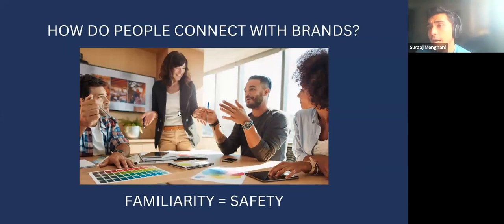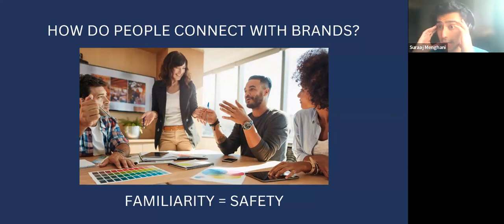Okay, let's move on to the next thing we have. This is the main line of branding. If branding was a slide, this would be the slide that says what branding is. It says familiarity is equal to safety. This is the main crux. This is the founding thought. This is what branding is about.